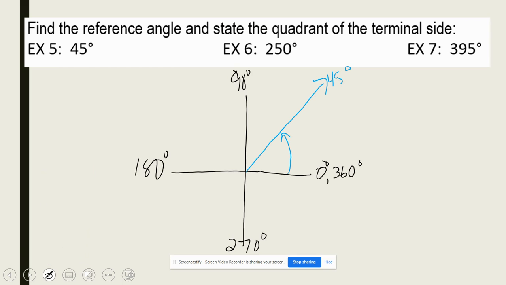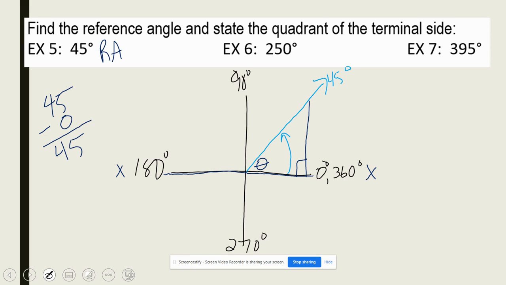Our nearest x-axis then is down here. Remember, this is x. And our theta is tucked right here, always touching the origin, always touching the x-axis. Quadrant 1, our closest x-axis is 0 because we started from 0 and just went up to 45. 45 minus 0 is 45. So that makes our reference angle 45 degrees. Is 45 acute, between 0 and 90? It is, so it works.